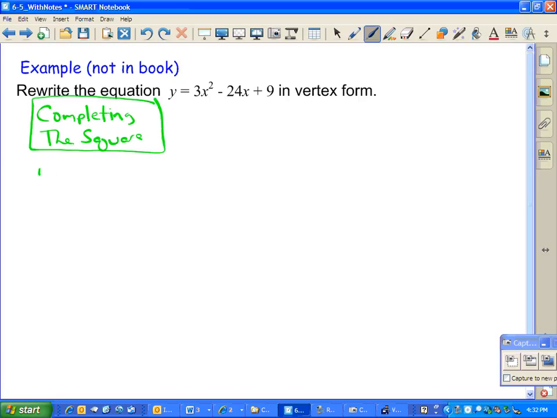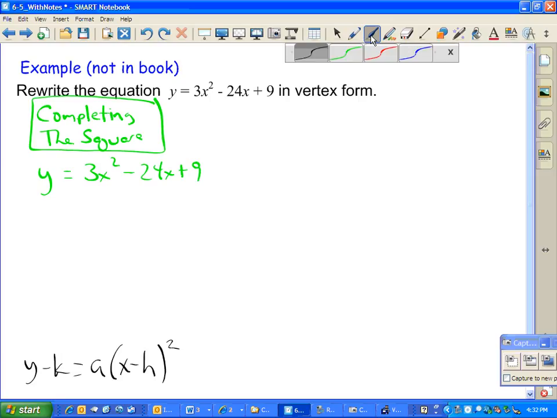Here we go. Y equals 3x squared minus 24x plus 9 in standard form. Remember, our target is vertex form: y minus k equals a times x minus h squared. So, like before, the first step is moving that 9 over to the other side. So I'm going to have y minus 9 equals 3x squared minus 24x.